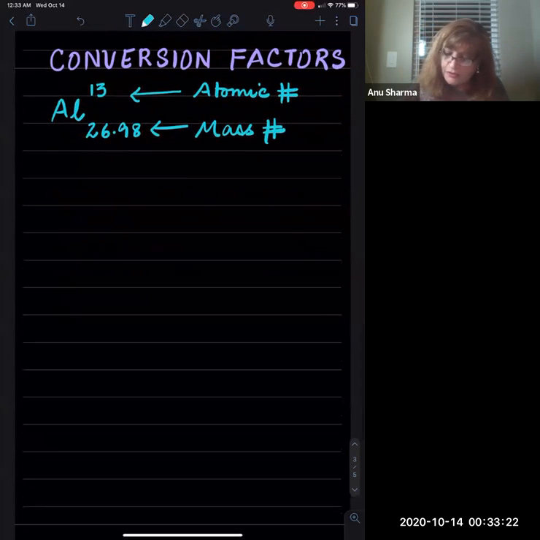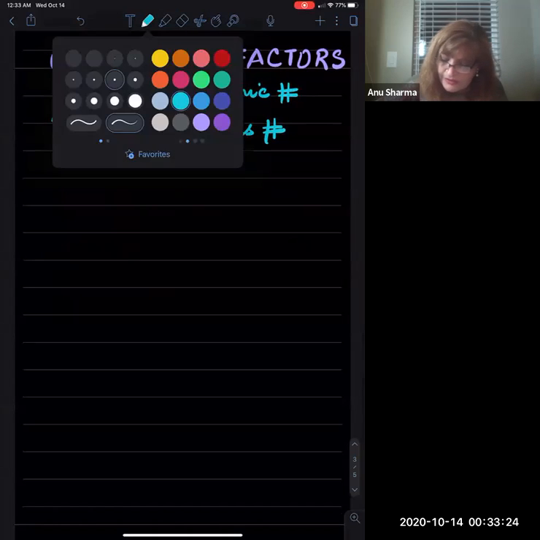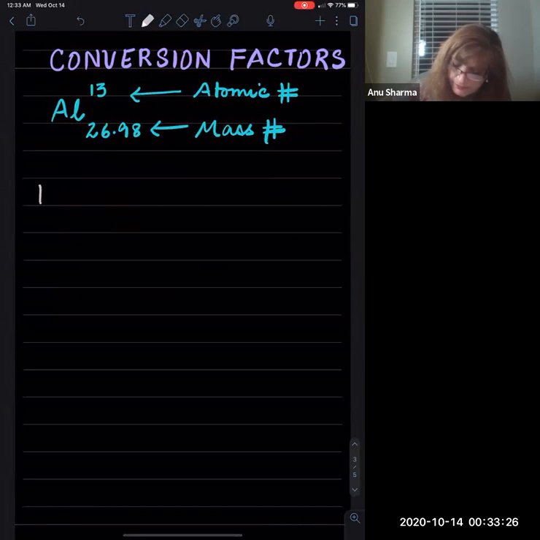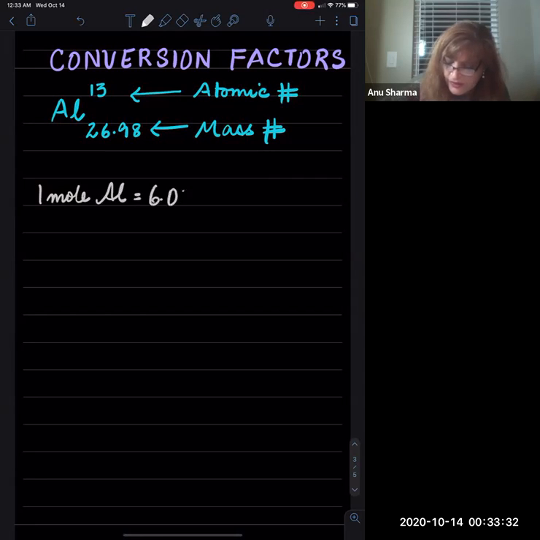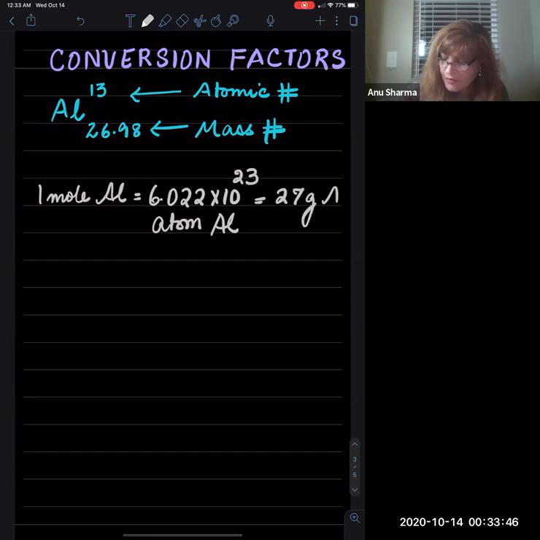So let's look at the conversion factors here. First let's write this down. 1 mole of aluminum contains 6.022 times 10 to the power 23 atoms of aluminum. And what is the weight of those? The weight, let us just round this up for now, is 27 grams of aluminum. So that's the equality.